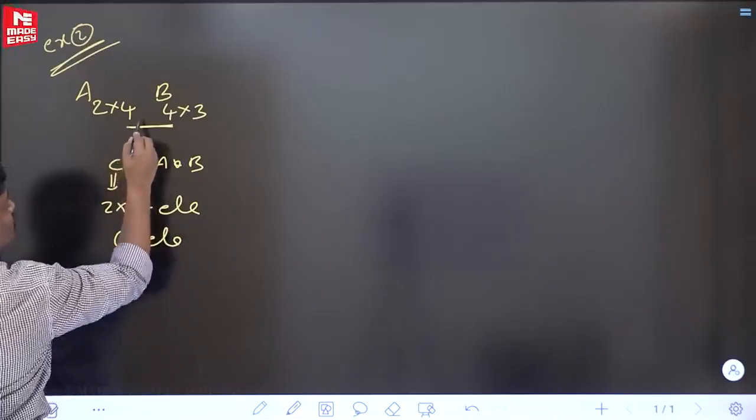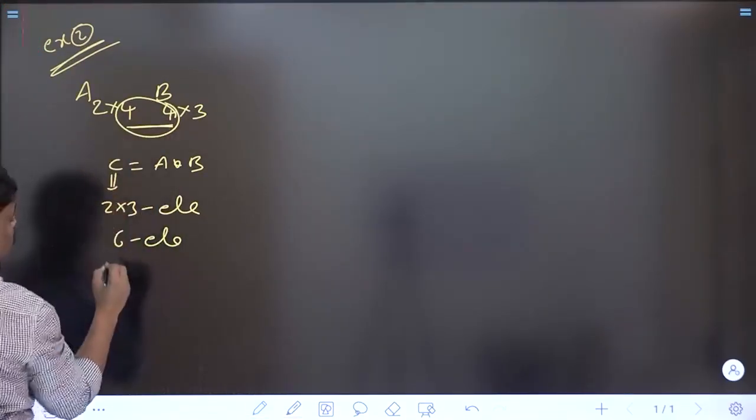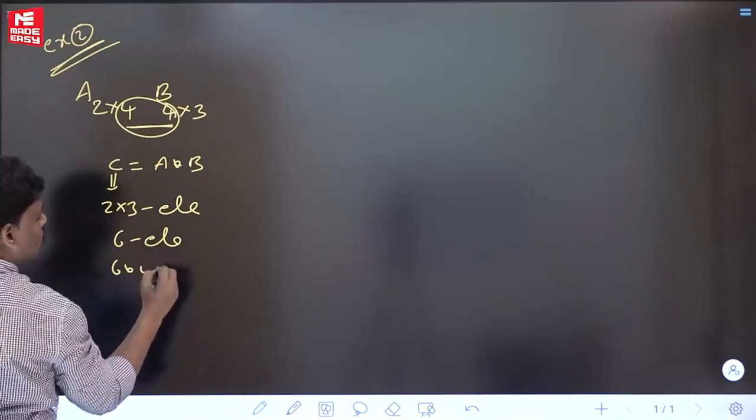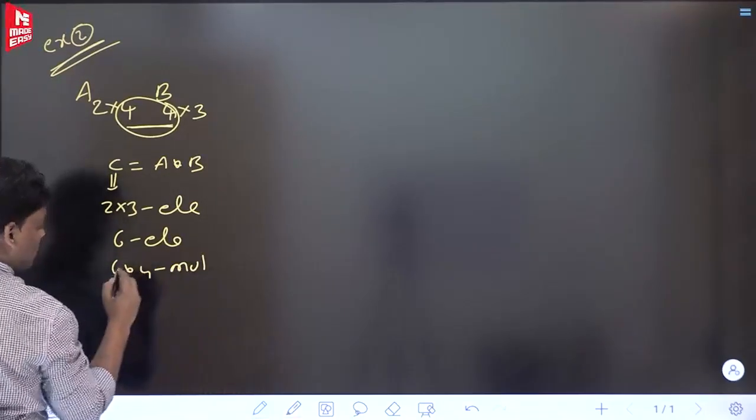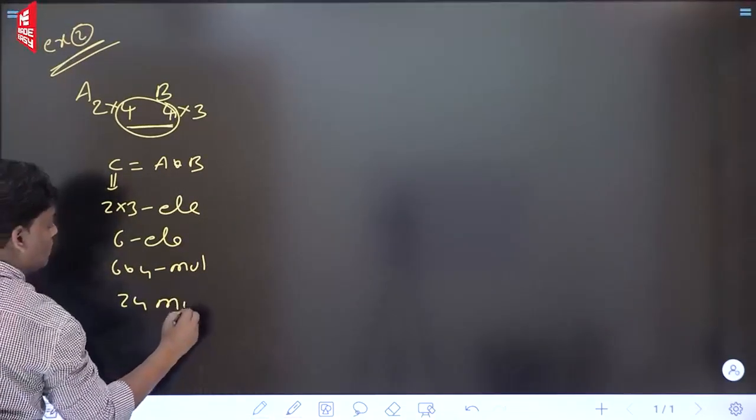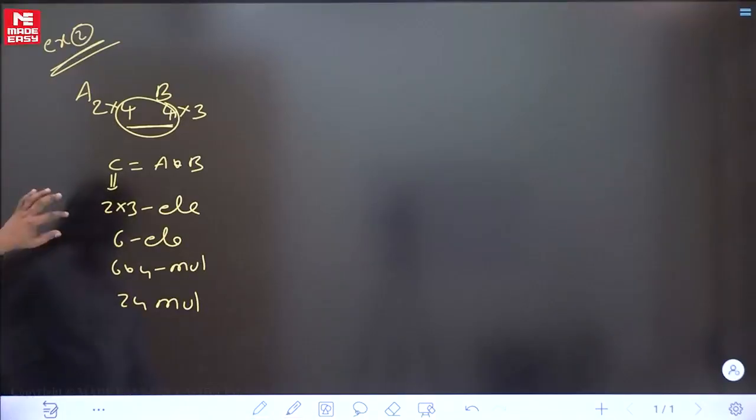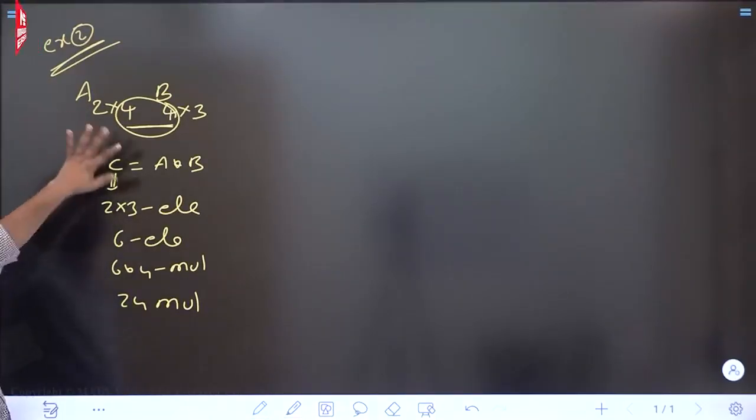Can you help me? Every element required how many multiplications? 4. If you want, you can check. So 6 into 4, right? Multiplications. Totally 6 4s, 24. 24 multiplications. In the previous problem, I explained clearly what is happening and all.